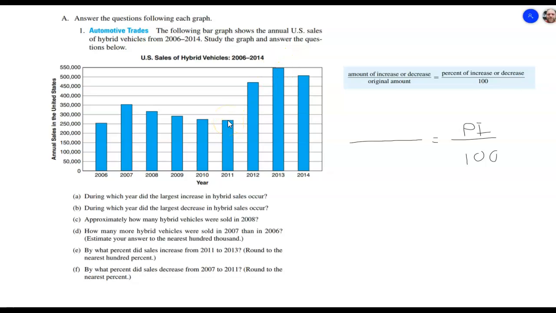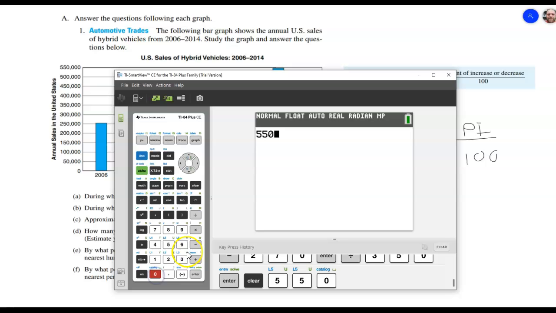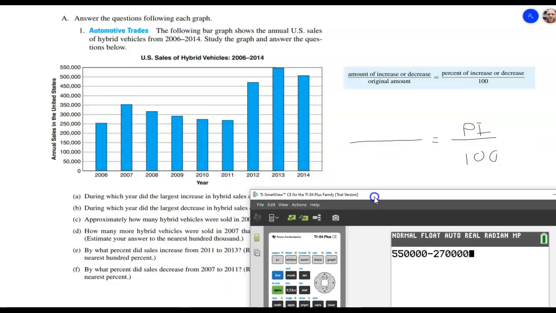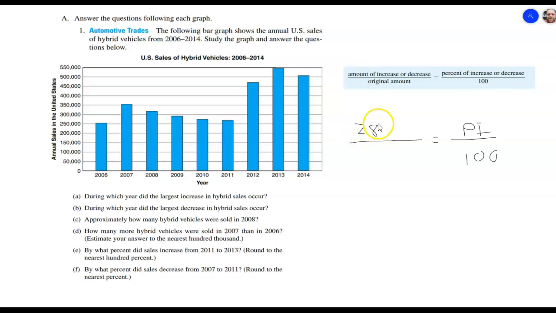550,000 minus, I would say, 270,000. So let's figure what that is. 550,000 minus 270,000. I'll double check that from 2011. All right, so the amount of increase is about 280,000. So 280,000 over the original amount. The original amount here was the 2011, so that's going to be over the 270,000.